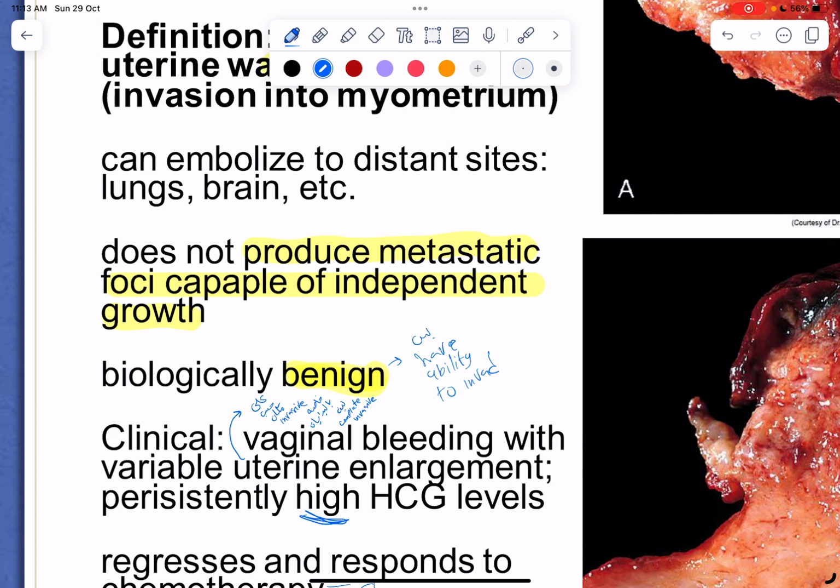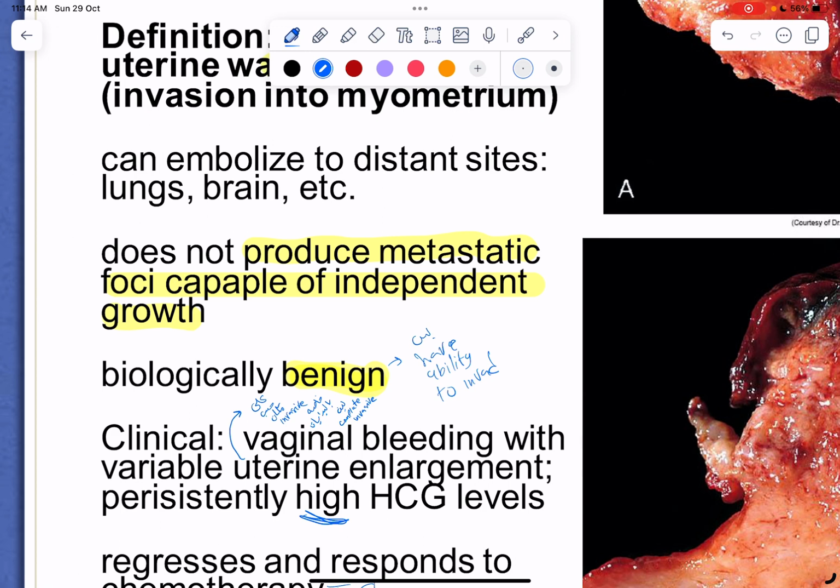But the third point: what does it mean that they don't produce metastatic foci capable of independent growth? Here, you know that in malignancy, the malignant tissue has the ability to form new vascularization. And the malignant cells have the ability to produce some substances like hyaluronidase, enzymes that have the ability to take even the cytokines from the tissue to grow, and even the ability to form new blood vessels to supply this new tissue with blood to survive.